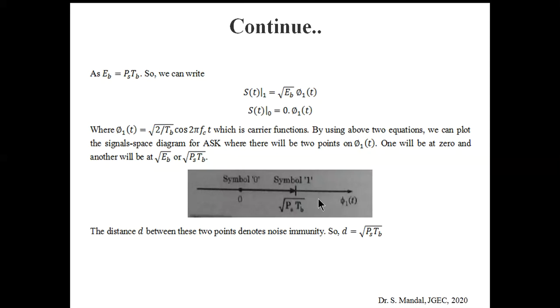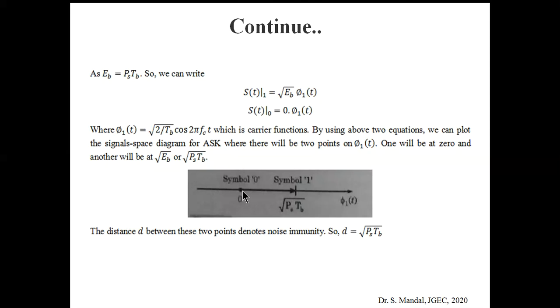Here you can see that this one is the corresponding axis phi 1(t). For symbol 0, the corresponding energy is 0. So we represent symbol 0 at this point, which is nothing but 0. But in case of 1, we know that the corresponding energy is root over Eb, or root over Ps Tb. So the symbol 1 will be represented by this point. This one is the symbol 0, this one is the symbol 1, and its value at this point, or energy, is root over Ps into Tb.